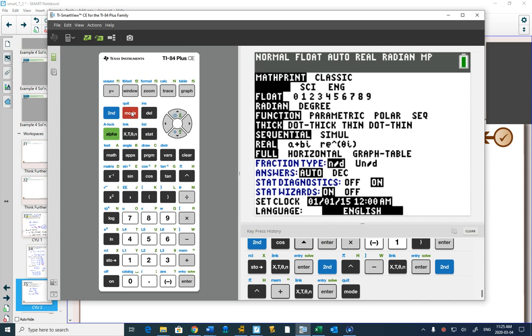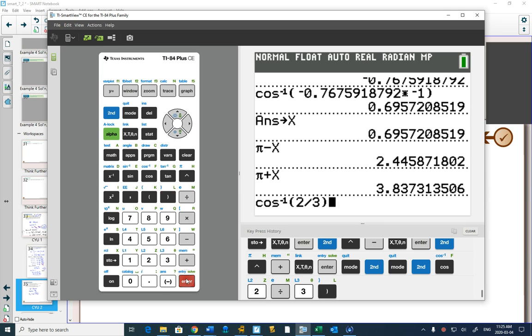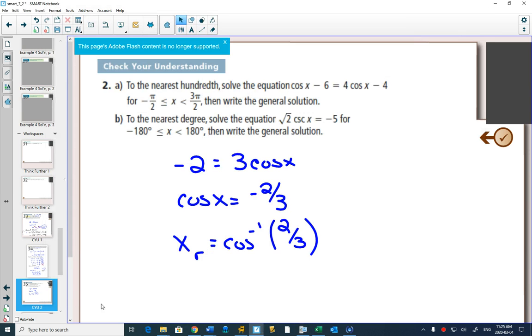Okay, our question is in radians, so when I go to my calculator, I'm going to hit my mode button just to double check. I'm in radians, so that's good. And I can do cos inverse of 2/3. 0.841. So my reference angle is, and it says to the nearest hundredth, so I'll just round it to 0.84.